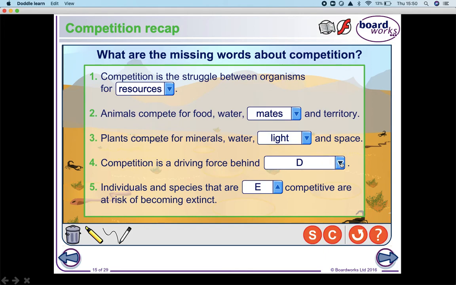Competition is a driving force behind photosynthesis, reproduction, or natural selection. So it is natural selection. So like survival of the fittest. So the most adapted animal in that habitat will do the best when it comes to competition, and that idea drives, because then that animal lives longer, breeds more, and breeds those adaptations, those successful adaptations, into its offspring. Individuals and species that are less competitive are at risk of becoming extinct. Check. Yay. Okay, so hopefully you got them right too.